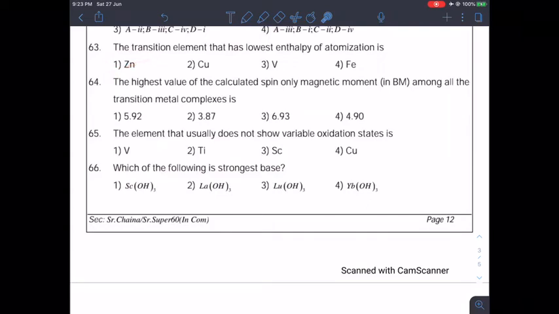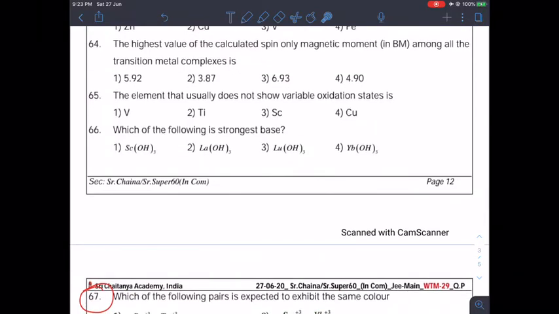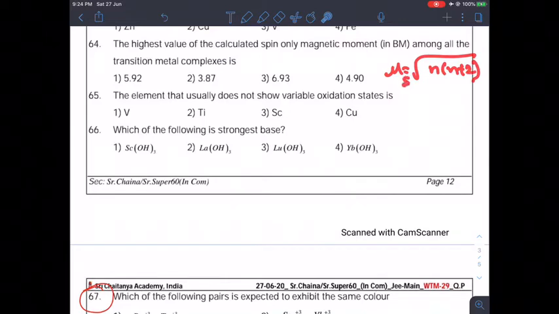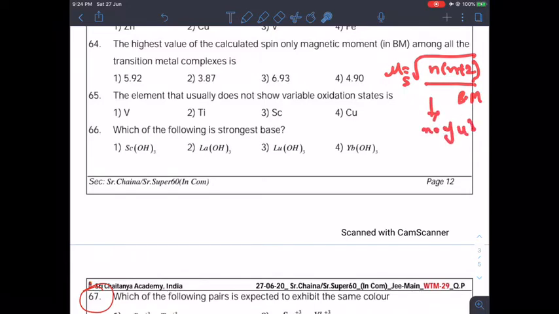Now coming to question number 64. The highest value of calculated spin only magnetic moment among all the transition metal complexes is. On one side you may think that we need to see, because magnetic moment is what? Mu is equal to under root n into n plus 2 Bohr magneton, spin only magnetic moment I am talking about, where n is the number of unpaired electrons. So the more the number of unpaired electrons, the more will be the magnetic moment.